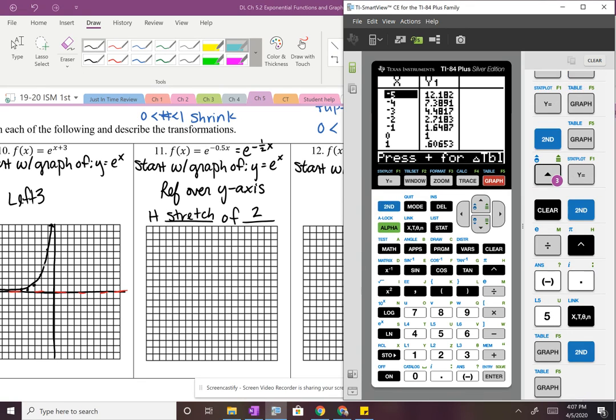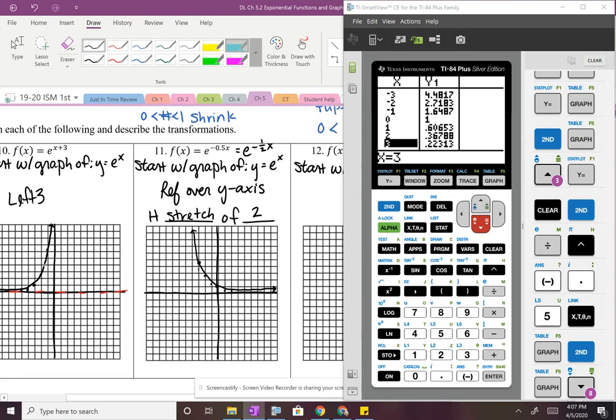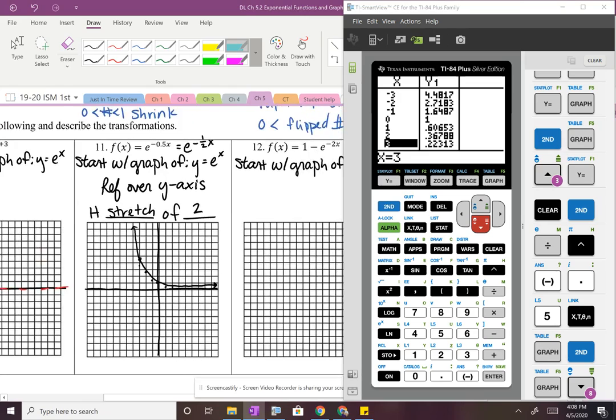Second table gives us our ordered pairs to graph. And here's our graph. One thing I wanted to point out is that this graph is stretched horizontally, right? So it's not quite as steep as all the other ones. The last one is going to be your turn.